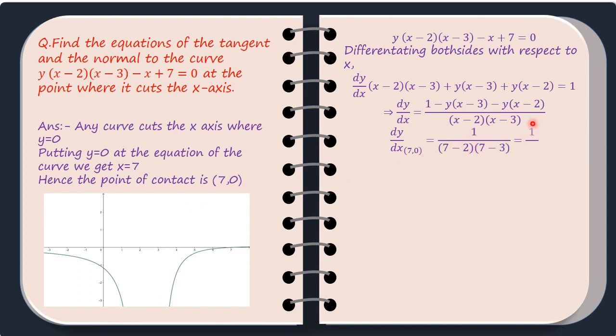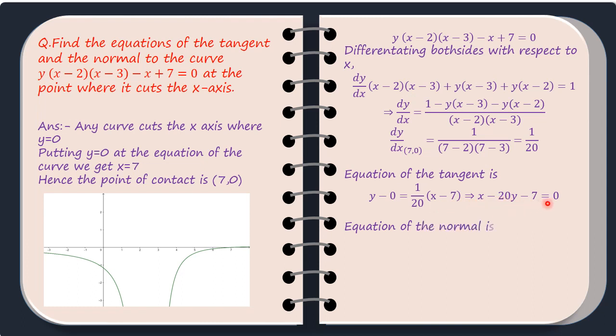So if we put the value 7, 0, then we will find this value is 1 by 20. So find the equation of the tangent, that is y minus y1, that is 0, is equal to m, that is 1 by 20, into x minus x1, that is x minus 7. So simplify it. Here is the equation of this tangent.